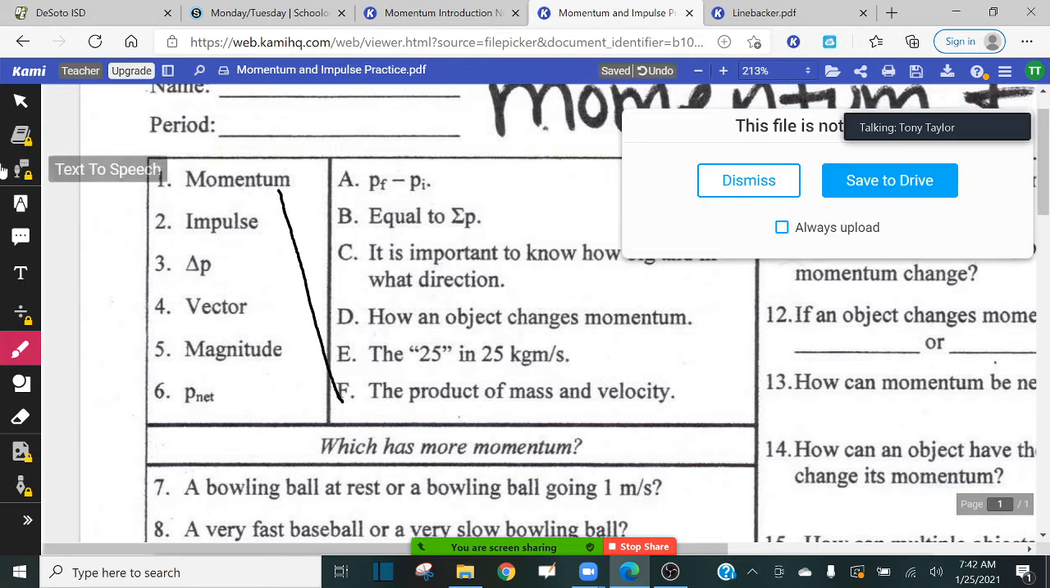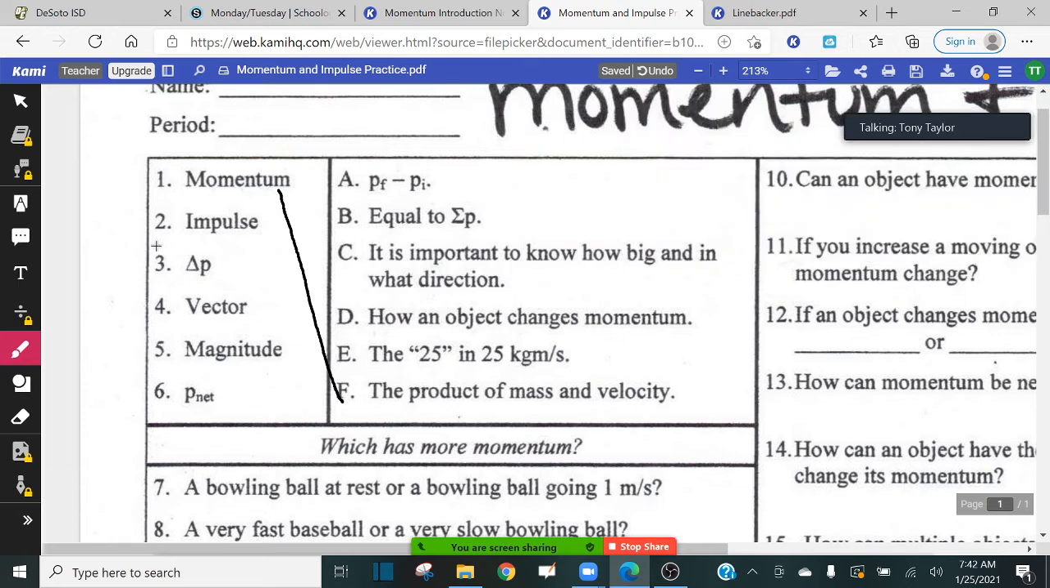Okay. Now, here's another term we're going to see this week, and this term right here is called impulse. Okay. Impulse basically is defined as how an object changes momentum. So if you have an object, let's say an object is in motion, and it slows down, obviously its momentum changed.